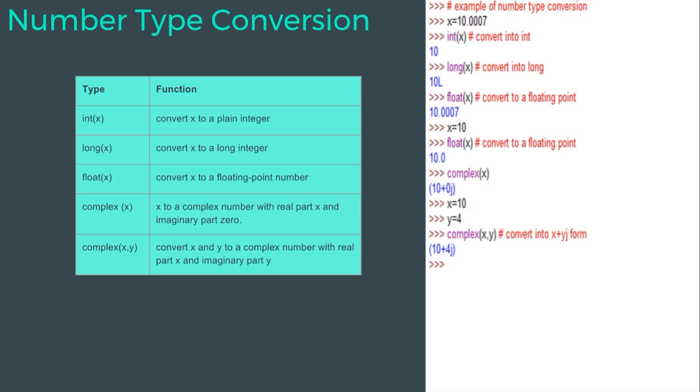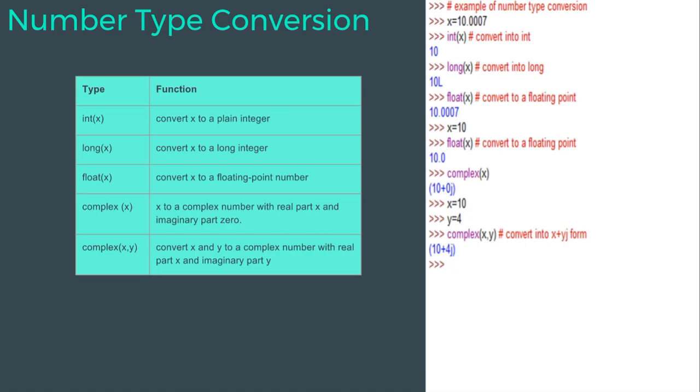So let's take x is equal to 10 and convert it into a floating number. You have to write float in small brackets x. The answer will be 10.0. So here you can see the passed value x is 10 and the answer is 10.0. So it converts into a floating number.